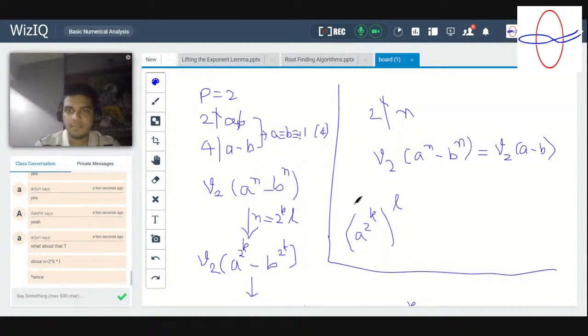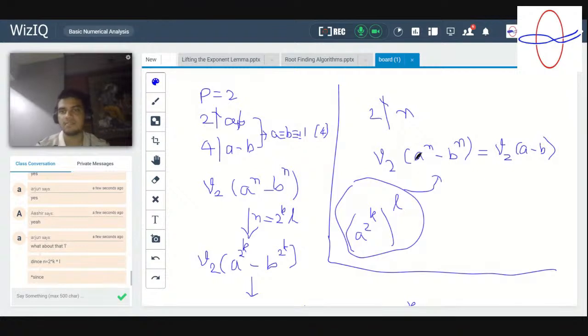Right. And then once we have it in this form, we can apply the original one, which just says that if 2 does not divide n, then v2 of a raised to n minus b raised to n is just equal to v2 of a minus b. So v2 of a raised to 2 raised to k times L minus b raised to 2 raised to k times L is just the same as v2 of a raised to 2 raised to k minus b raised to 2 raised to k, right?